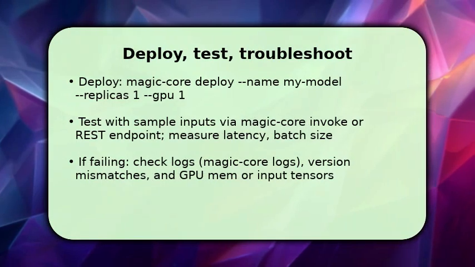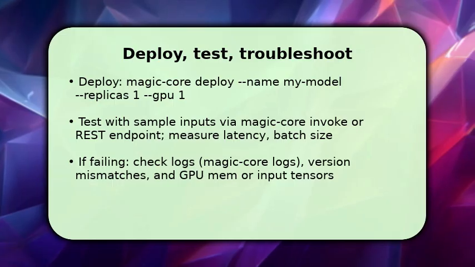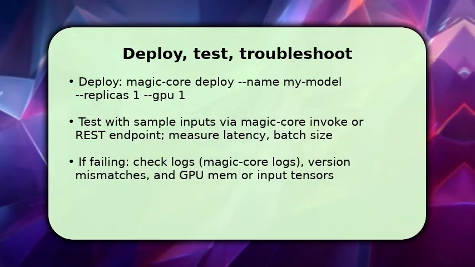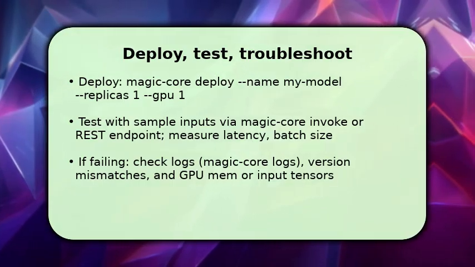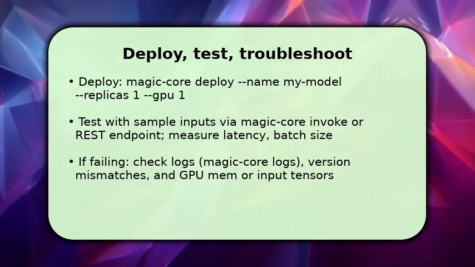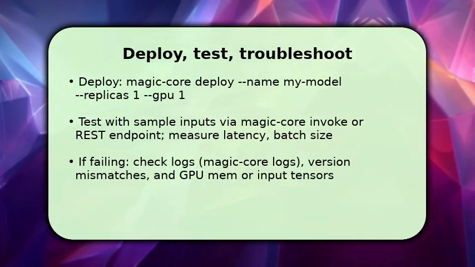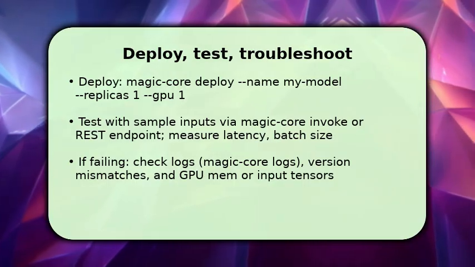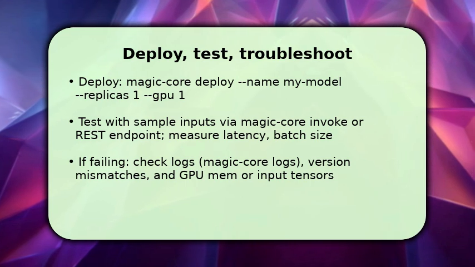You finish by deploying, testing, and handling common failures. Deploy with Magic Core deploy specifying replicas and GPU count, then invoke the model using the CLI or REST endpoint to run sample inputs. Measure latency and adjust batch size or mixed precision if needed to improve throughput. If deployment fails or returns runtime errors, inspect Magic Core logs, confirm SDK and runtime versions match, and verify GPU memory and input tensor shapes.